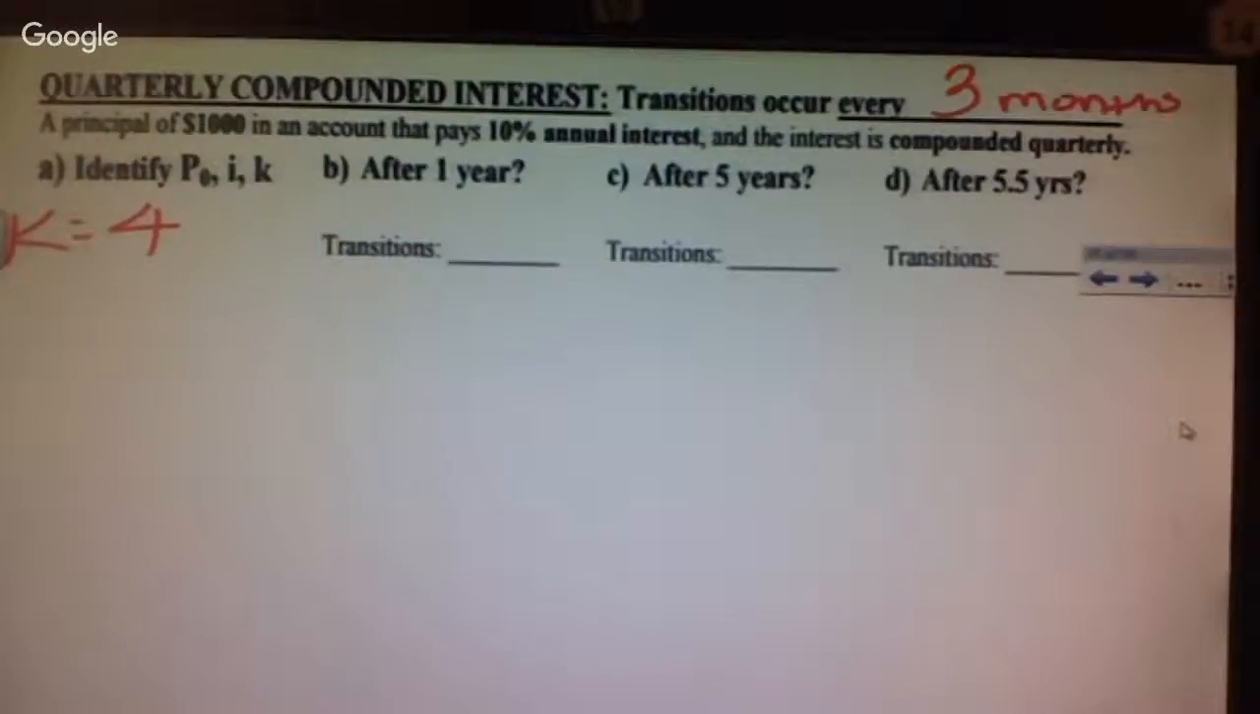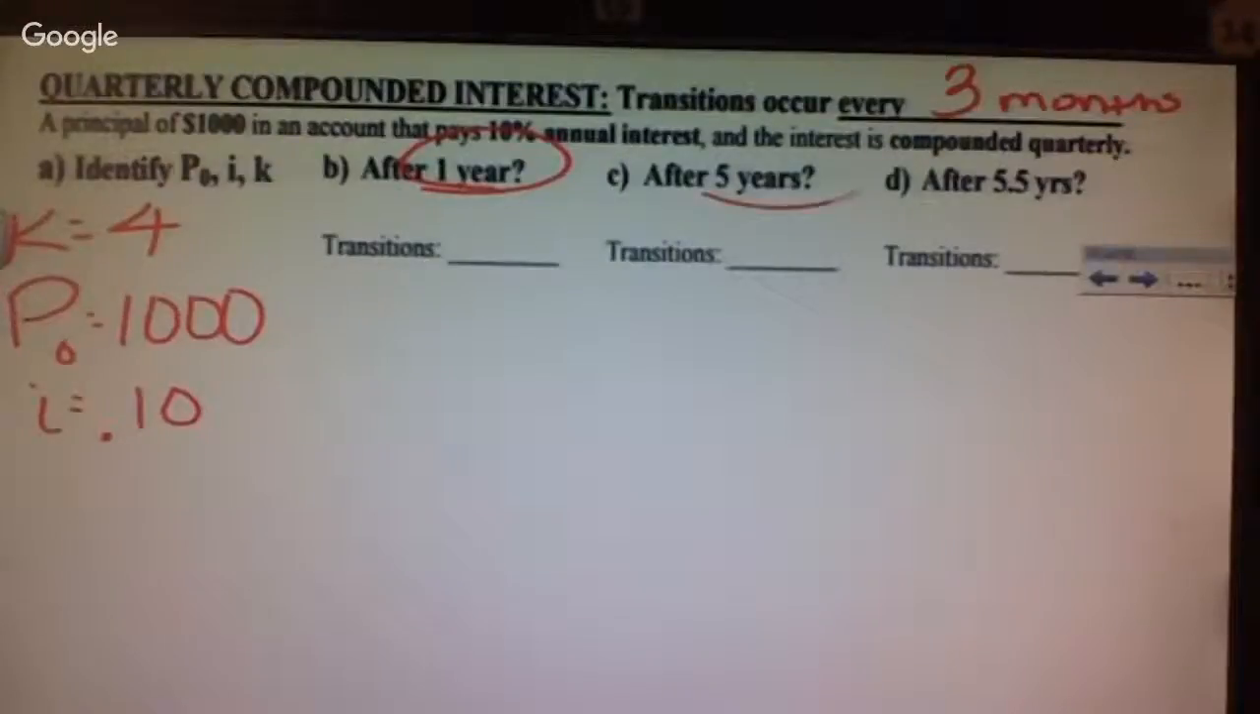Okay, we also need to identify P sub 0. How much money am I putting in? $1,000. I also need to identify I. 0.10 or just 0.1, it does not matter. That 0 is not going to make a difference. What we're not going to fill in is n because I'm changing n. I'm changing it to 1 year, then 5 years, then 5.5 years.